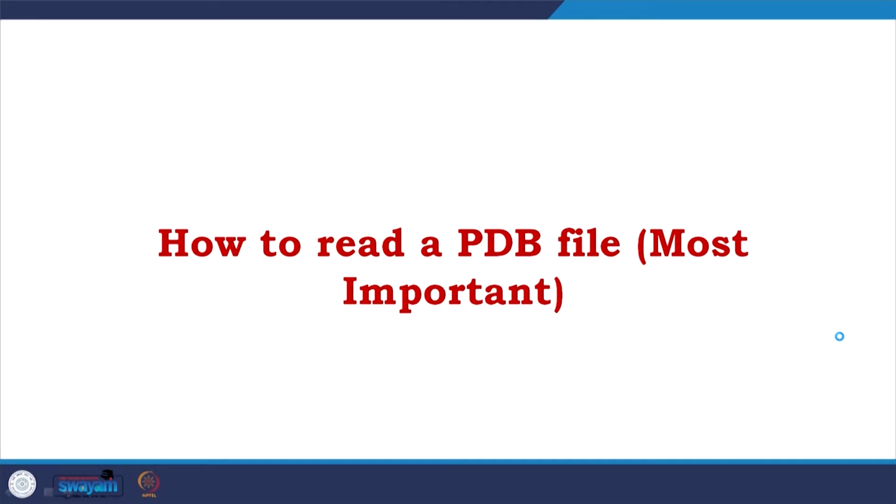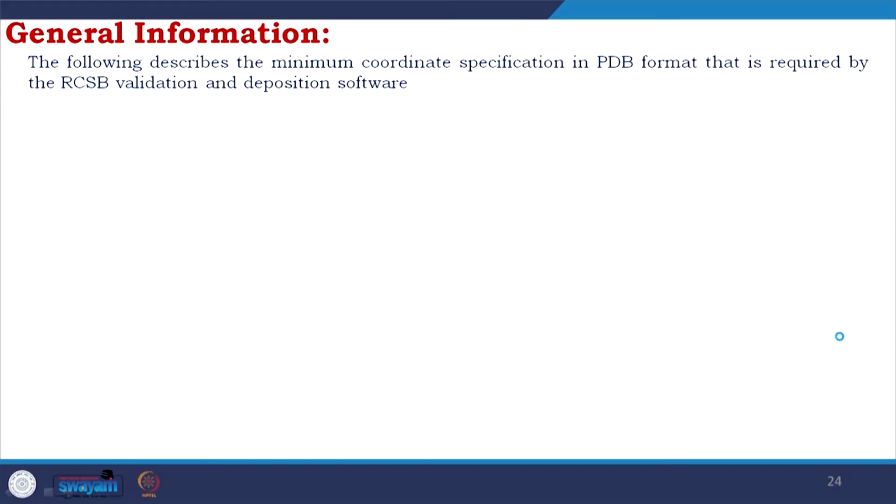So, you could do the PDB format or in the format where the data, because it is a big data, right, reduced, okay, in zip or anything. Now, we will come to how to read a PDB file, which I told the most important part. The general information, the following describes the minimum coordinate specification in PDB format that is required by the RCSB validation and deposition. What are they?